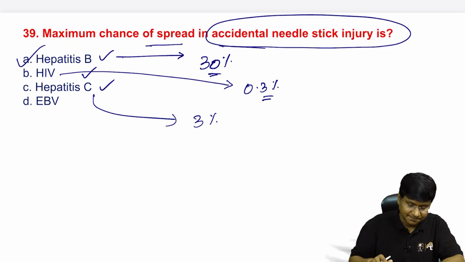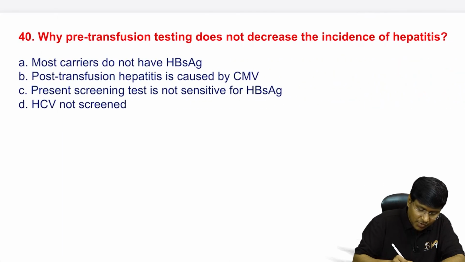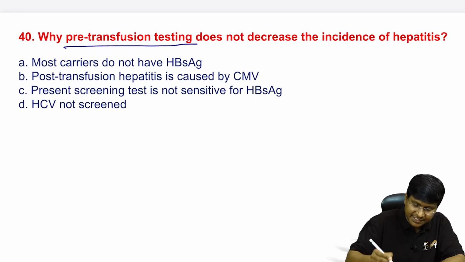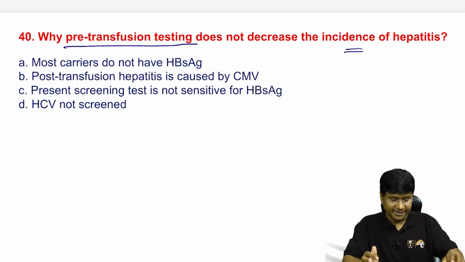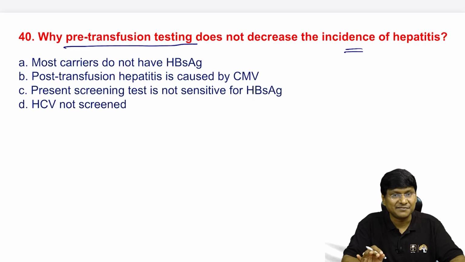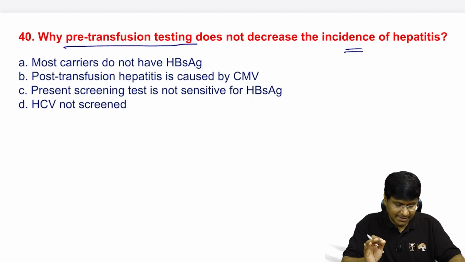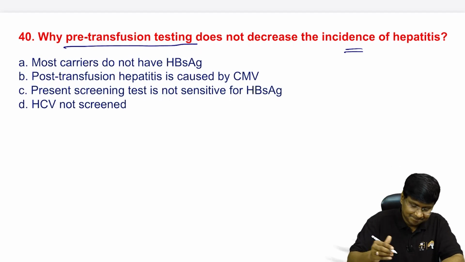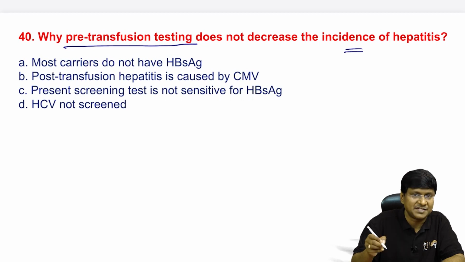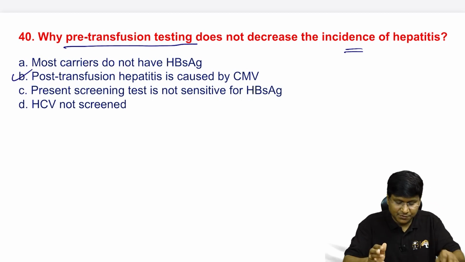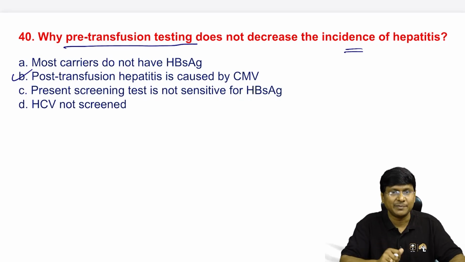Next question. Why does pre-transfusion testing not decrease the incidence of hepatitis? Most carriers do not have surface antigen. Most transfusion hepatitis is caused by CMV. Present screening test is not sensitive for the surface antigen. HCV is not screened. So please remember, pre-transfusion testing does not decrease the incidence of hepatitis because post-transfusion hepatitis is caused by the cytomegalovirus.